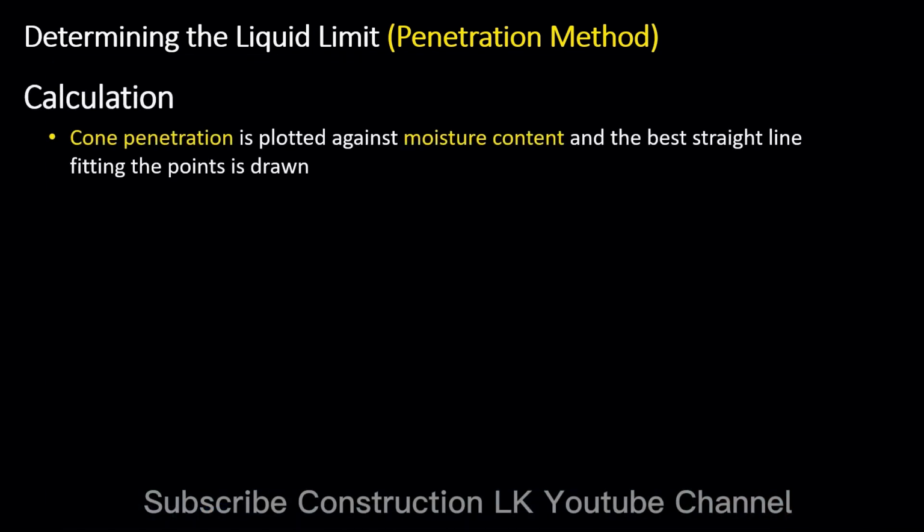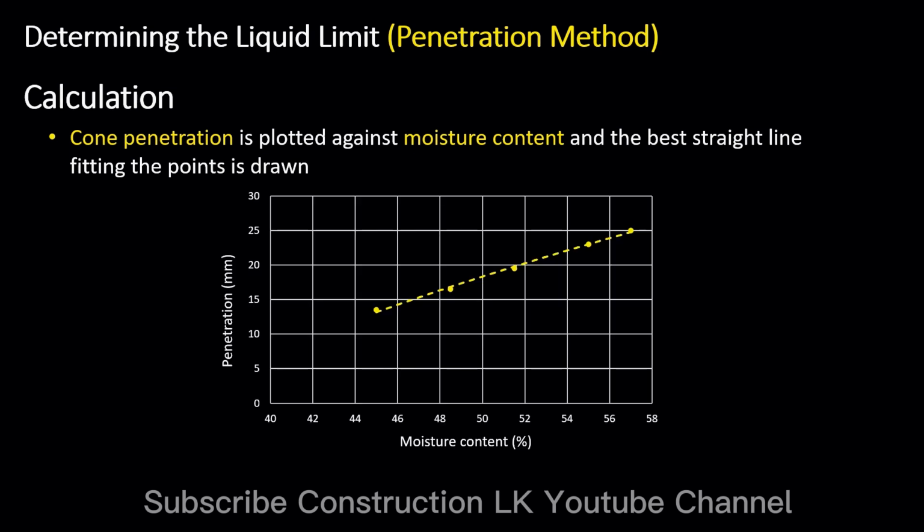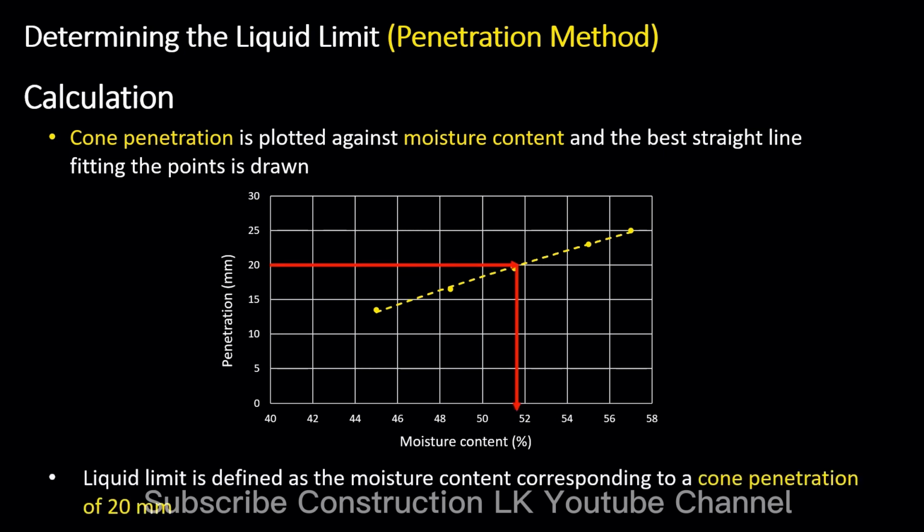For the calculation of liquid limit with the penetration method, the cone penetration is plotted against moisture content. Then the best straight line fitting the points is drawn as shown in the diagram. The liquid limit is defined as the moisture content corresponding to a cone penetration of 20 mm.